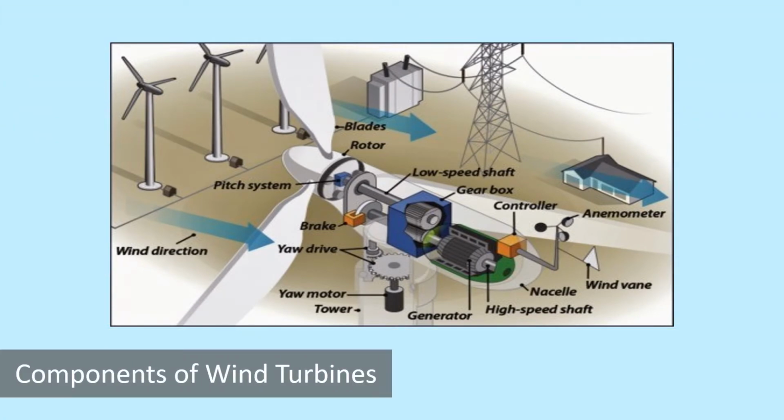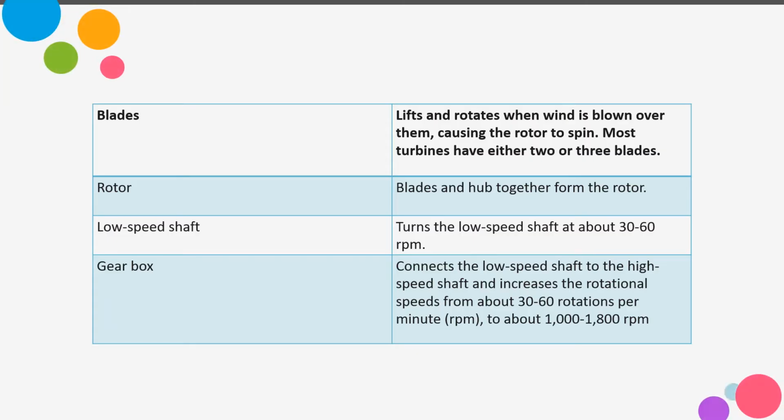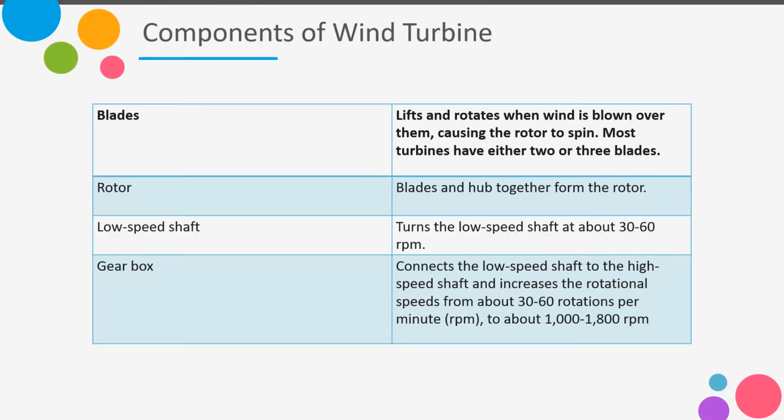This is the components of a wind turbine. It consists of blade, rotor, brake system, low speed shaft, gearbox, controller, anemometer, wind vane, generator, and yaw drive. Next is the function of the components of a wind turbine.